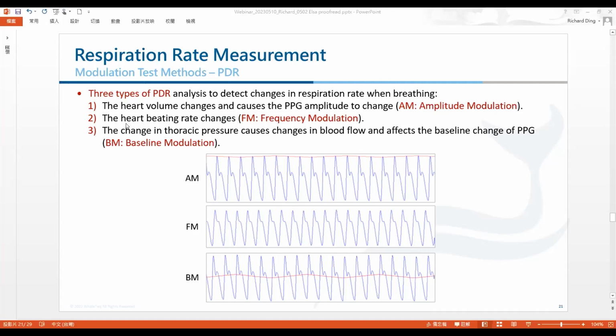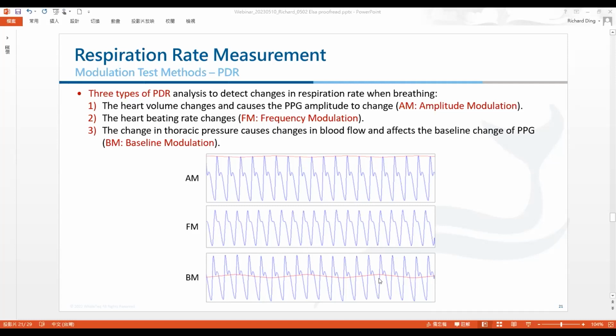In the same sequence, the heart beating rate changes, so this is a frequency modulation. The third is thoracic pressure causing a change in blood flow. When blood flows, the thoracic pressure changes, so this will affect the baseline of the PPG. You can see this is the baseline change.